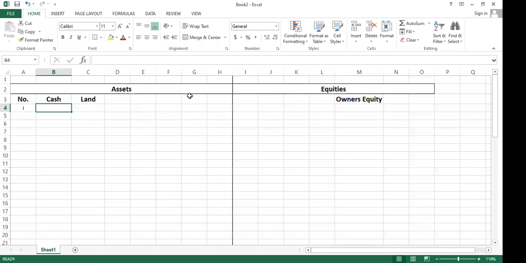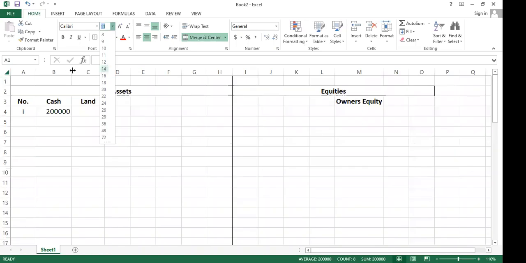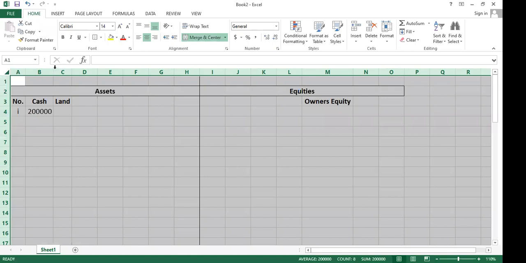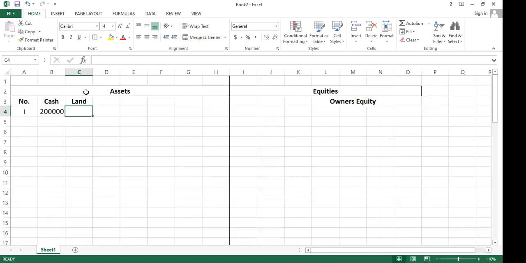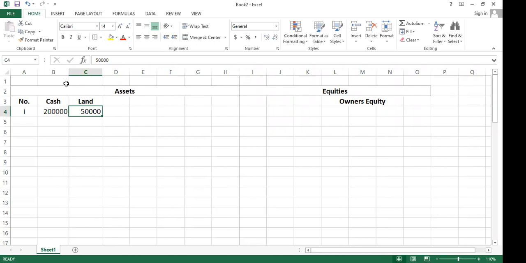First one is cash 200,000. Commence business with cash 200,000. Add cash 200,000. Then add land 50,000. The total, 250,000, is owner's equity.